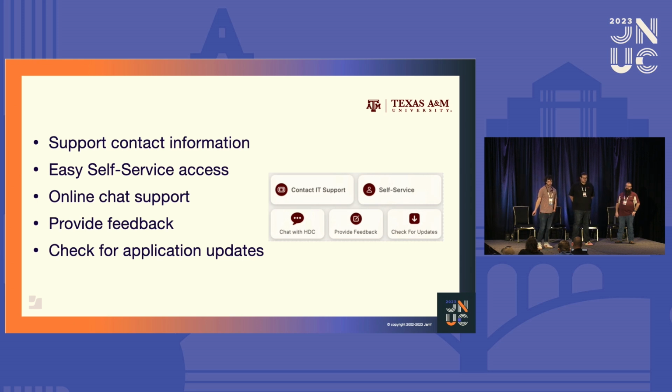or by the unified team. And with the self-service access, this is just a button to get to the Jamf self-service where we're managing, I think, over 150 to 200 apps. And now there's also the chat with HDC, which is Texas A&M's Help Desk Central. This will open an online chat support session with either the IT help desk of their local support or Help Desk Central through a BeyondTrust remote support session.